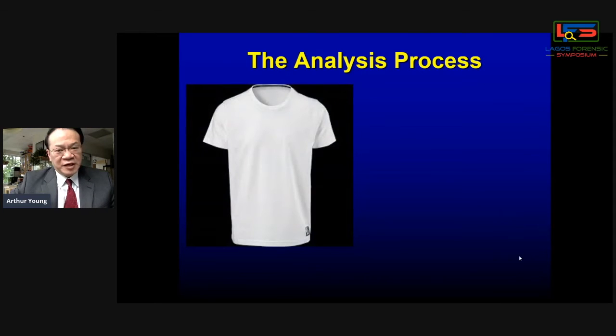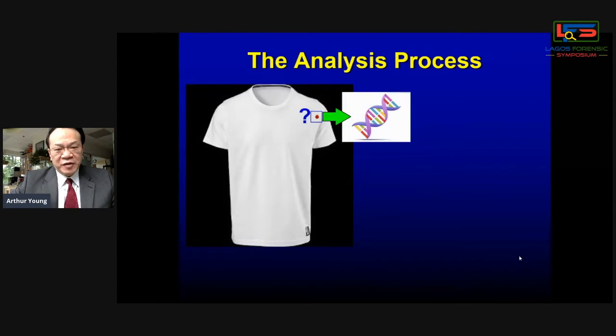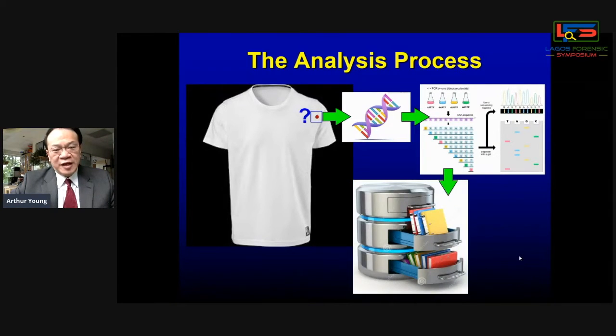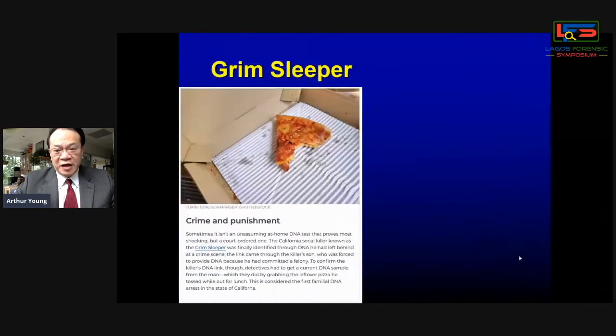So very quickly, the analysis process, if we have a shirt, and let's say the shirt has a blood stain. We will then take a sample from that blood stain and extract the DNA. Analyze the DNA. Take those results, enter it into a database, and hopefully find a particular individual. So a case that we will take a look at is the Grim Sleeper, as Dr. Mike Coble mentioned yesterday.